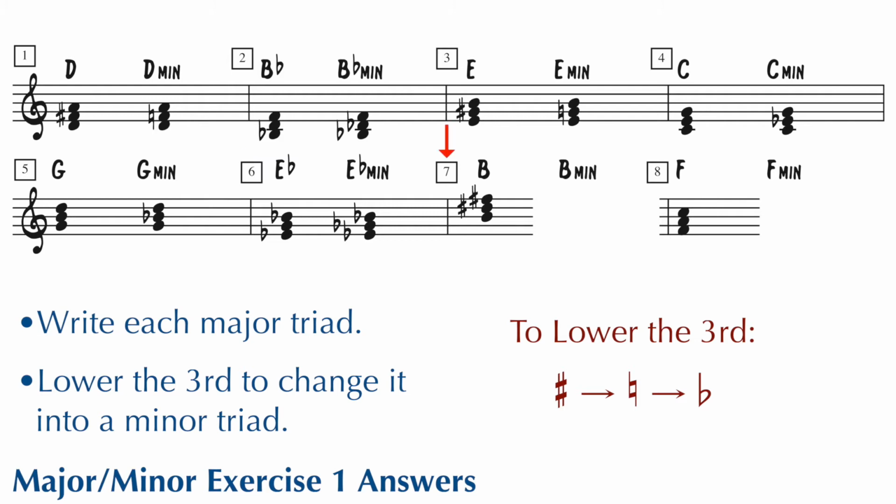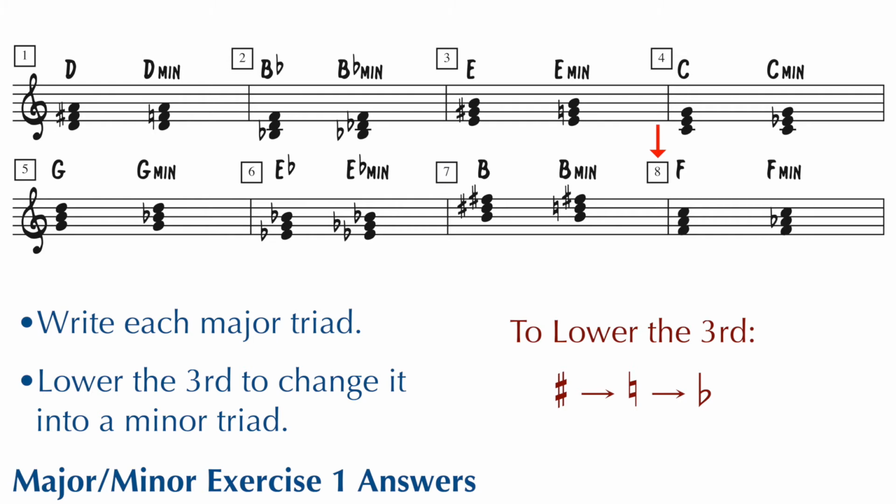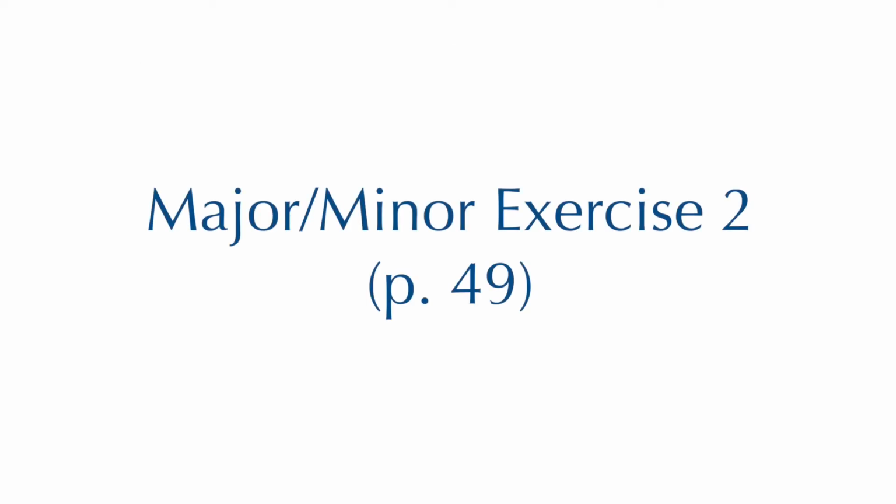Number 7, a B major chord should have B, D sharp, F sharp. To change that B major to B minor, we lower the third of the chord, the D sharp, so now we have B, D, F sharp. Number 8, F major should be F, A, C. To change the F major to F minor, we lower the third of the chord, that A, to an A flat, and now we have F, A flat, C.